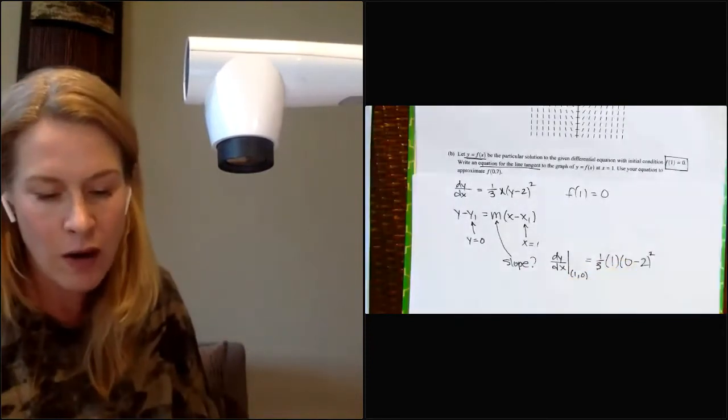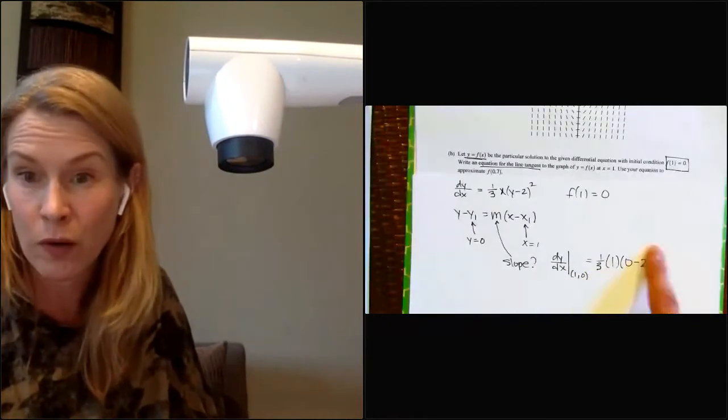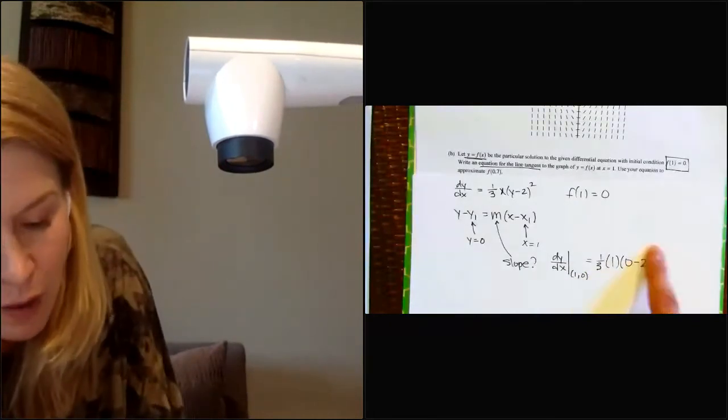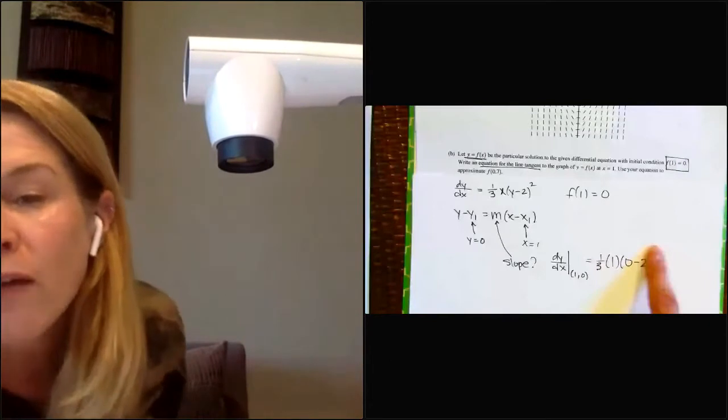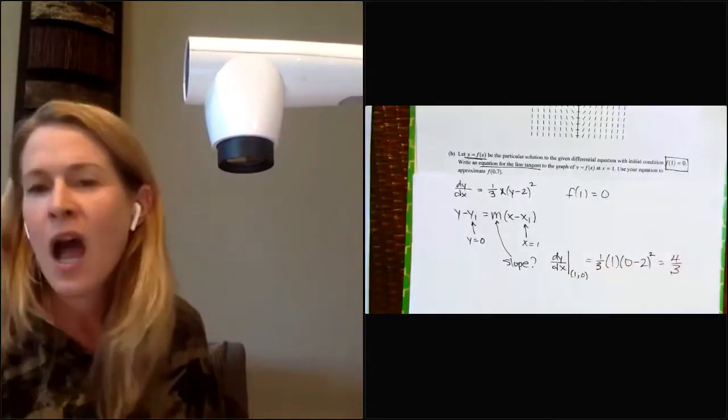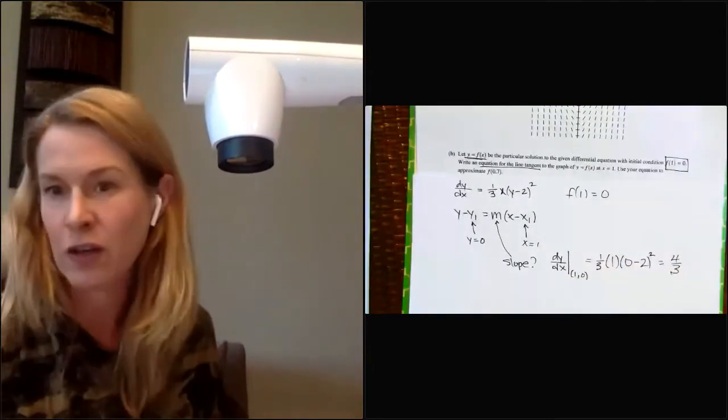This is 1/3, and this ends up being -2 squared, which is 4. So that would be 4/3. Do you have to use that notation on the exam? I don't think that you have to use that notation.